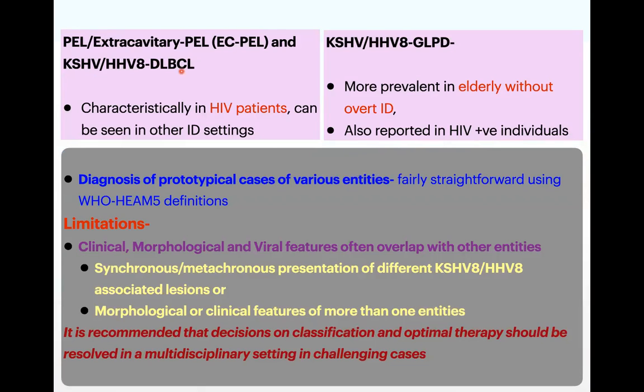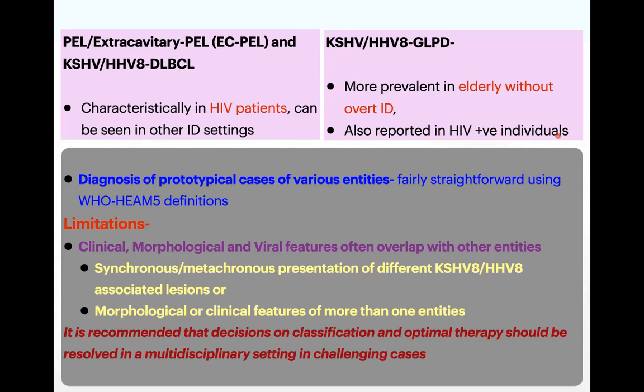These are characteristically seen in HIV positive patients. Although they can also be seen in other immunodeficiency settings, classically they have been described in HIV positive patients. While the KSHV/HHV8-associated germinotropic lymphoproliferative disorder is more prevalent in the elderly without any overt immunodeficiency, although it is reported in HIV positive individuals also.